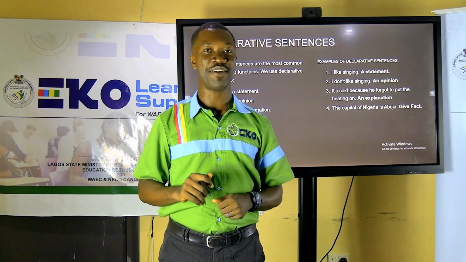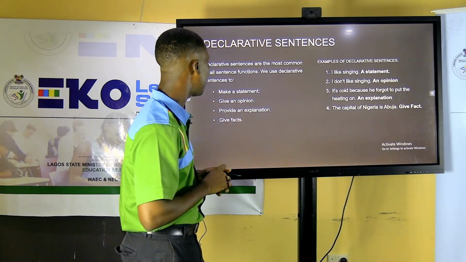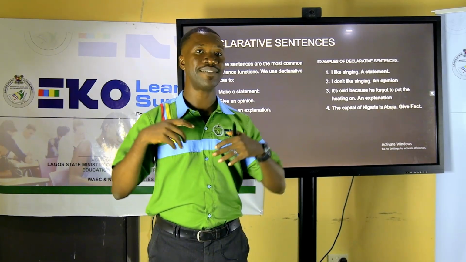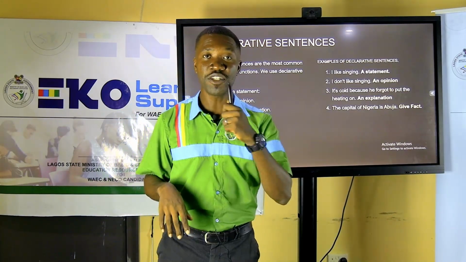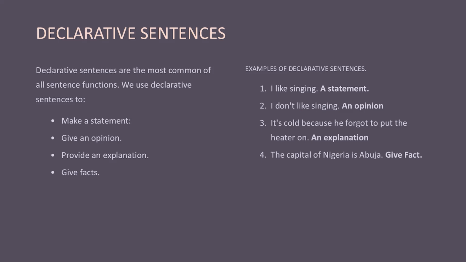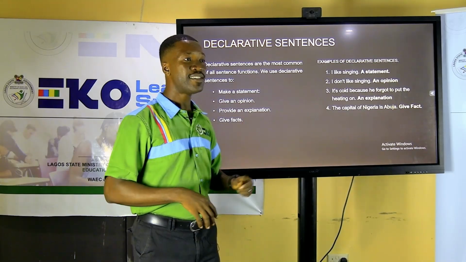What is a declarative sentence? Or what are declarative sentences? Declarative sentences are the most commonly used of all the sentences we have in the English language. We use declarative sentence to do the following. Number one, we use it to make a statement. You want to make a statement. You want to say something. You make use of your declarative sentence.